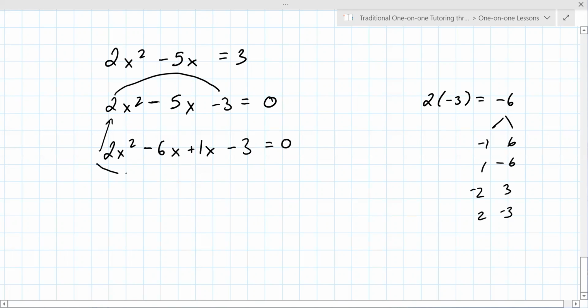Okay, now look at the first two terms. What goes into both? 2. More than 2. What about x? Oh, 2x, yeah. 2x. Okay, so then what goes in parentheses? x minus 3. x minus 3. And then x minus 3.